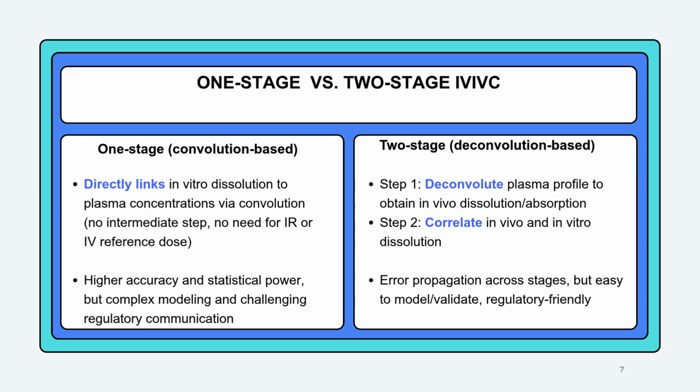The key difference between these two approaches is the trade-off between power versus simplicity. One-stage offers superior statistical power and parameter accuracy but requires complex nonlinear modeling, making interpretation, troubleshooting, validation, and regulatory communication more challenging. Errors may propagate between stages, but the two-stage approach is simpler, easier to model and validate, and thus regulatory friendly. In this presentation we will focus on the two-stage IVIVC.